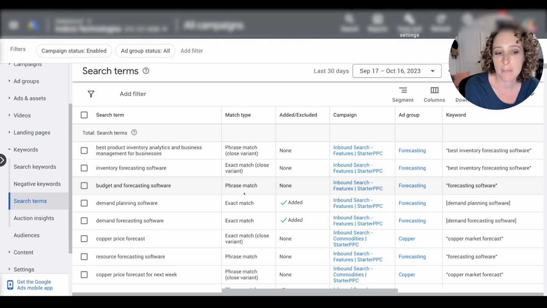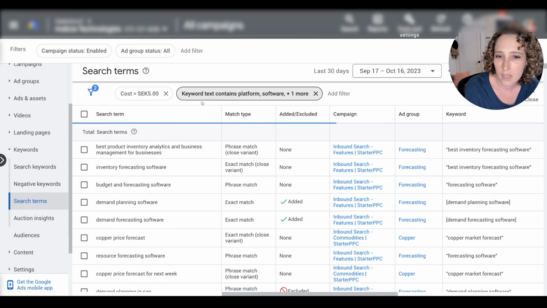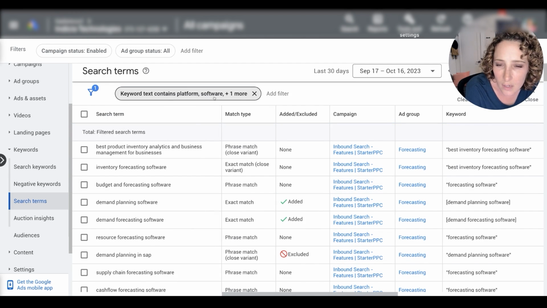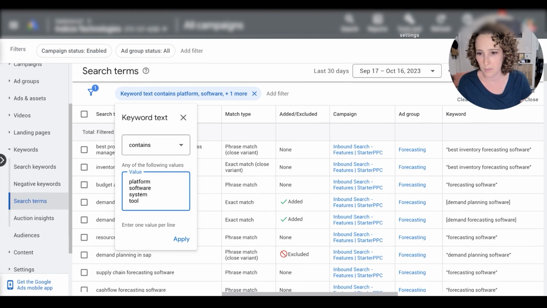Now, if the client is emailing me and saying, I need higher lead quality, it says to me, okay, for quality, what we need to do is lean in and get more of these software type keywords. So let me do a quick filter. I did this earlier. Let's see. Keyword contains system, tool, platform, software, system, tool, the solution.